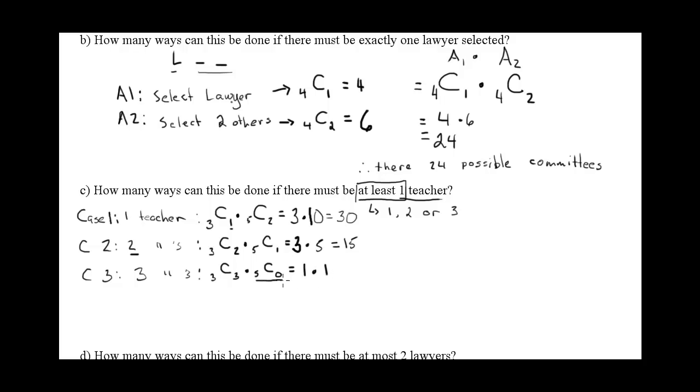So this one's equal to 1. If you didn't even want to write this, you don't need it, and a lot of people won't. So that's just one way. There's one way to select a committee of all teachers, which should make sense.